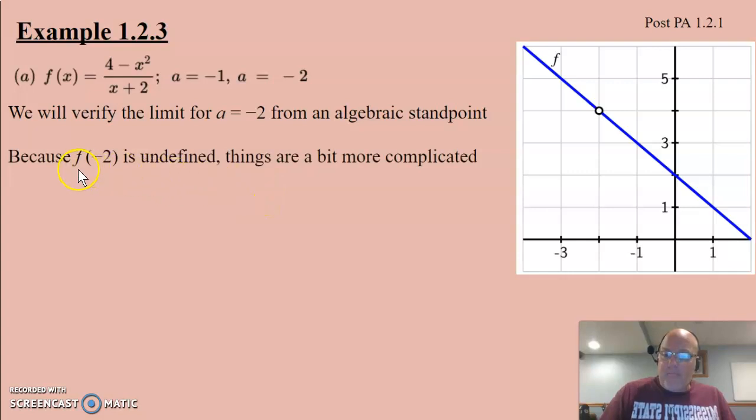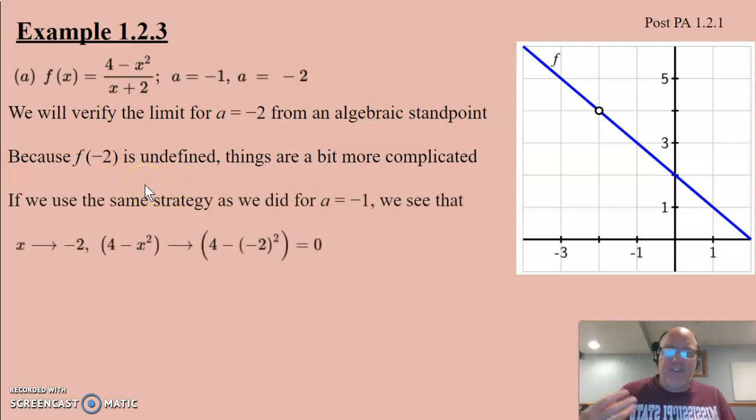So here we go. The problem here is f of -2 is actually undefined. And if we use this same strategy, let's just try this. If I take the numerator, which is a continuous function, and I do the cheat, and I say because it's continuous, I can put in -2. When I evaluate 4 minus -2 squared, that ends up being 0. That's interesting to me. Well, we'll see why in a second.